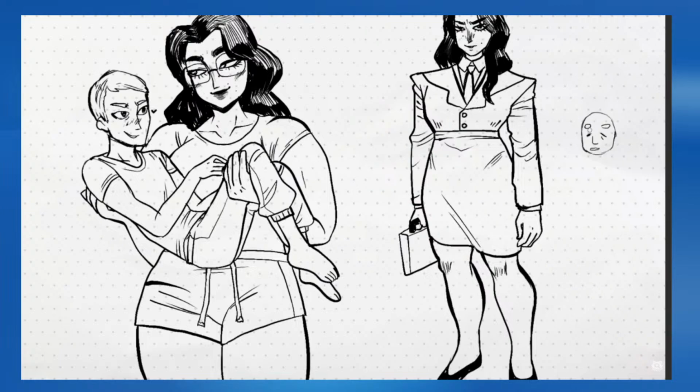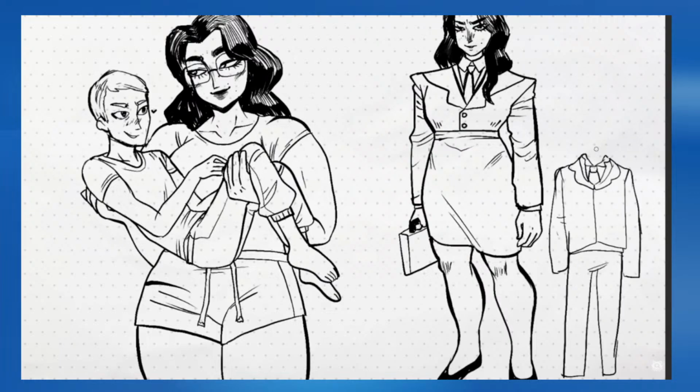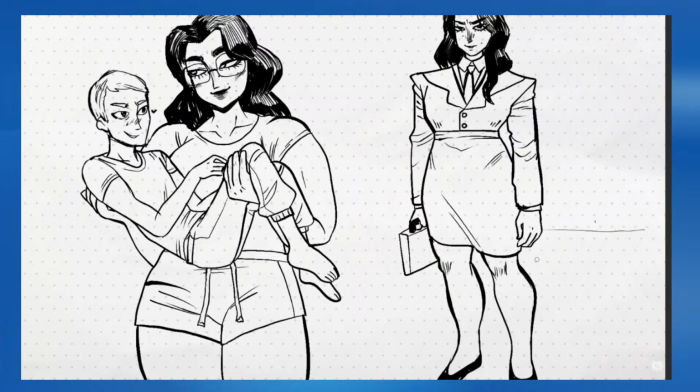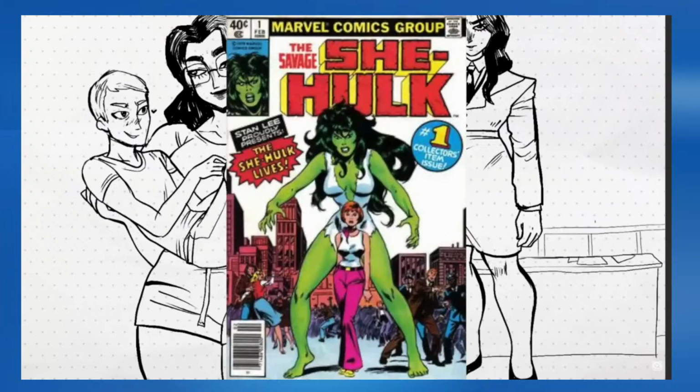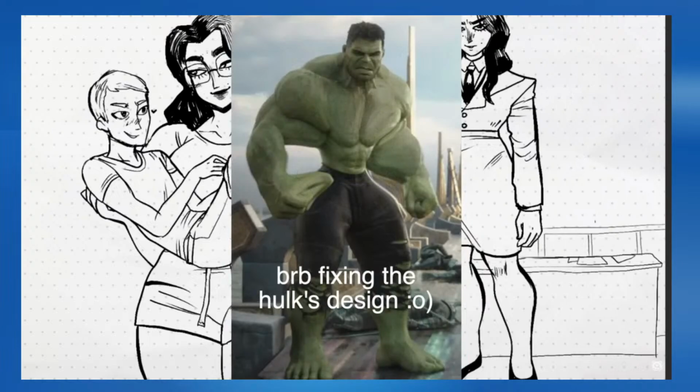So I think that when it comes to the Hulk, who's supernaturally bulked out, it doesn't make sense for her to have a super waspish waist. I think she should be generally wider everywhere.